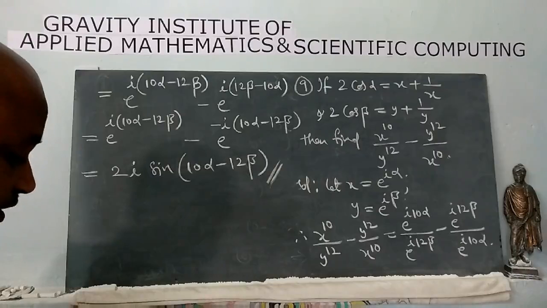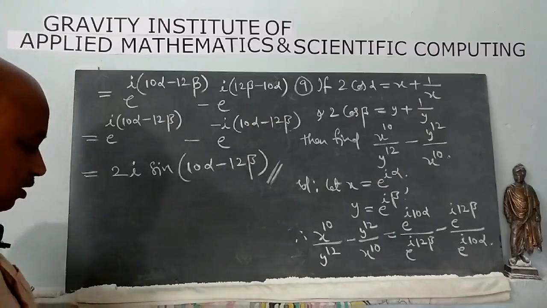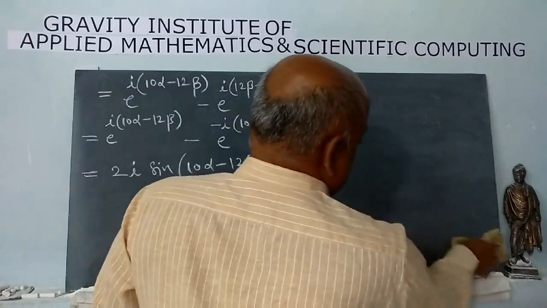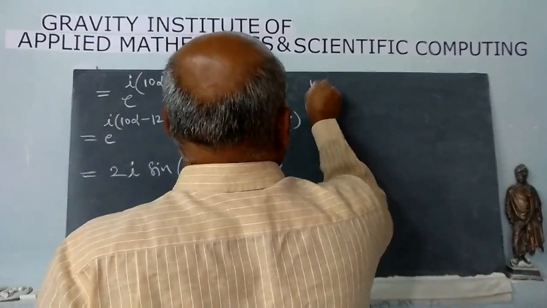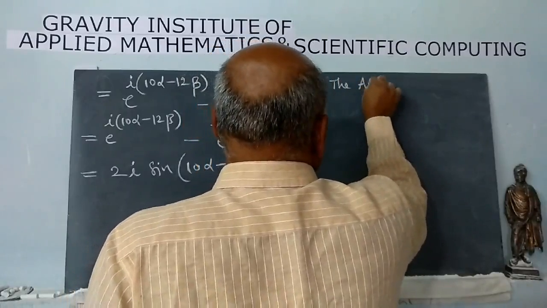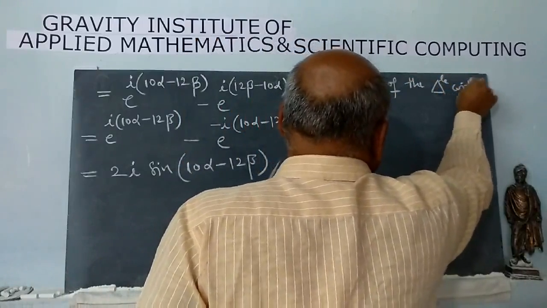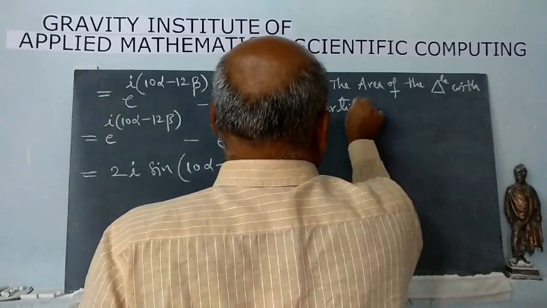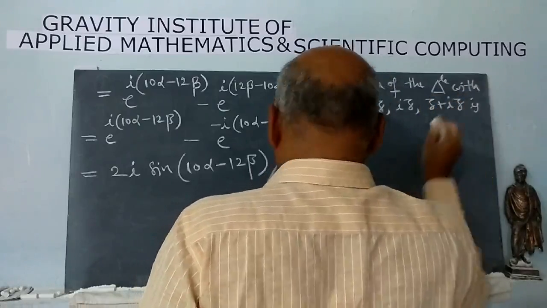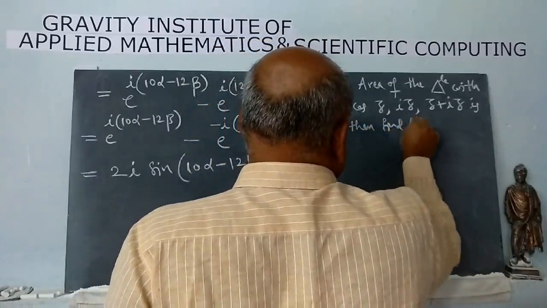Next, 10th problem. The area of the triangle with vertices z, iz, z + iz is 50, then find |z|.